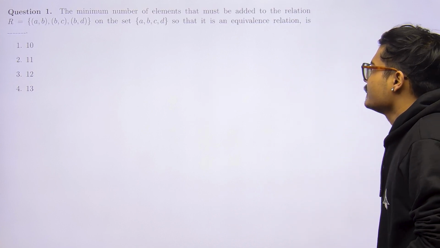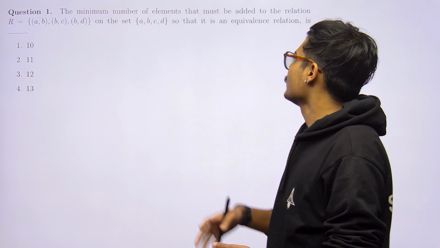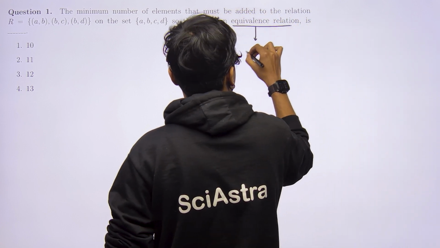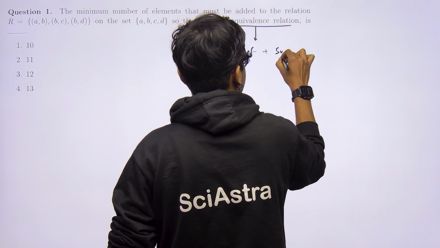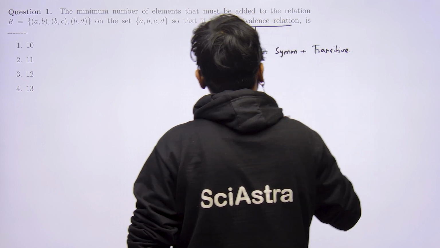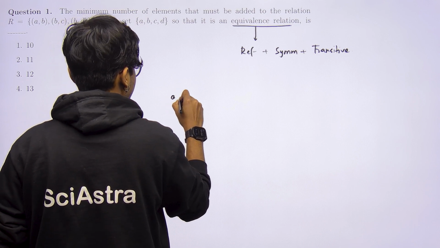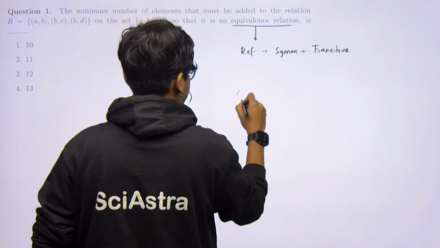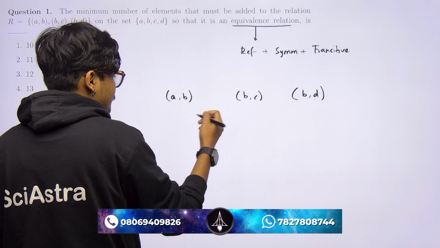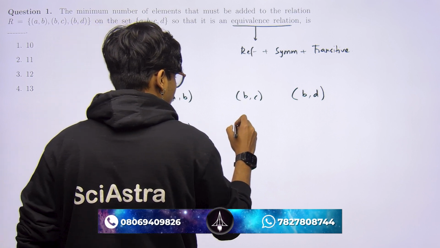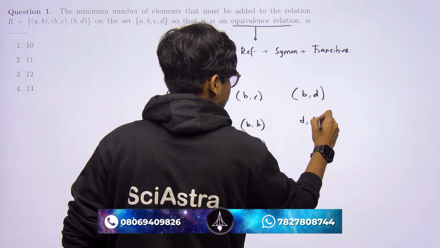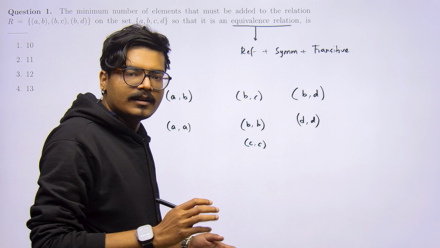So the minimum number of elements that must be added to this relation on this set so that it's an equivalence relation is what? So we know that for a relation to be an equivalence relation, it needs to be reflexive, it needs to be symmetric, and it needs to be transitive, right? So let's look at the elements that are already present. So you have (a, b) given, you have (b, c) given, and you have (b, d) given, right? So because (a, b) is present, you want (a, a) to be present, (b, b) to be present, (c, c) to be present, and (d, d) to be present, right? All these follow from the fact that it has to be a reflexive relation, right?